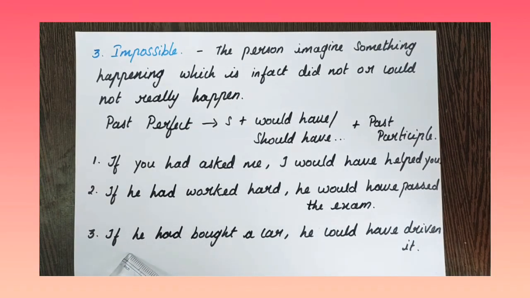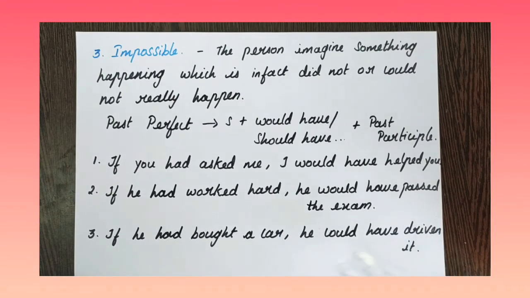Next example: if he had bought a car. See here, had bought: buy, bought. So had bought is the past perfect tense. He could have driven it. Drive, drove, driven. Okay, he could have driven it. These are the three types of conditional clauses.